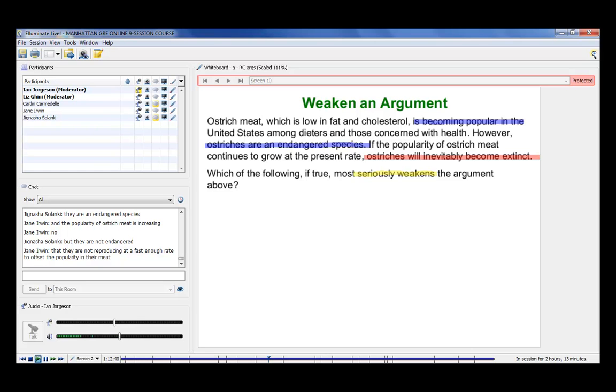Okay, maybe we have to assume that they're not reproducing. So a way to weaken this would be to say that ostriches could reproduce at a faster rate to offset the popularity in their meat. Notice how we weaken it. Okay, the rate of production remains constant. Yeah, that's a good point too. I think Jane and Jignash are saying similar things in slightly different ways, right? We have to assume that in the future there's not going to increase the rate of production of ostriches to offset this additional meat consumption. Great. Well, if we have to assume that, that's what we want to attack to weaken the argument.